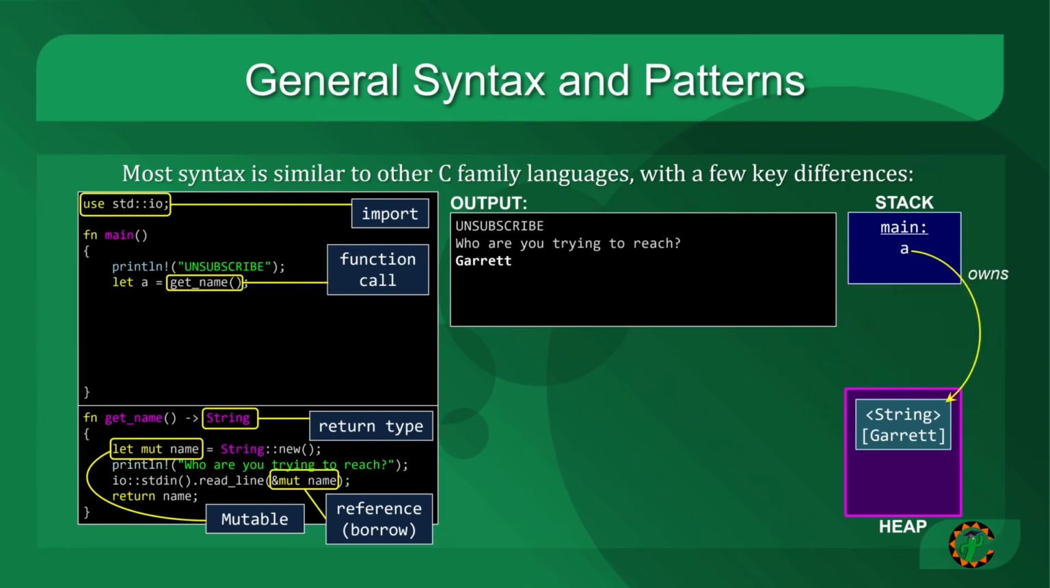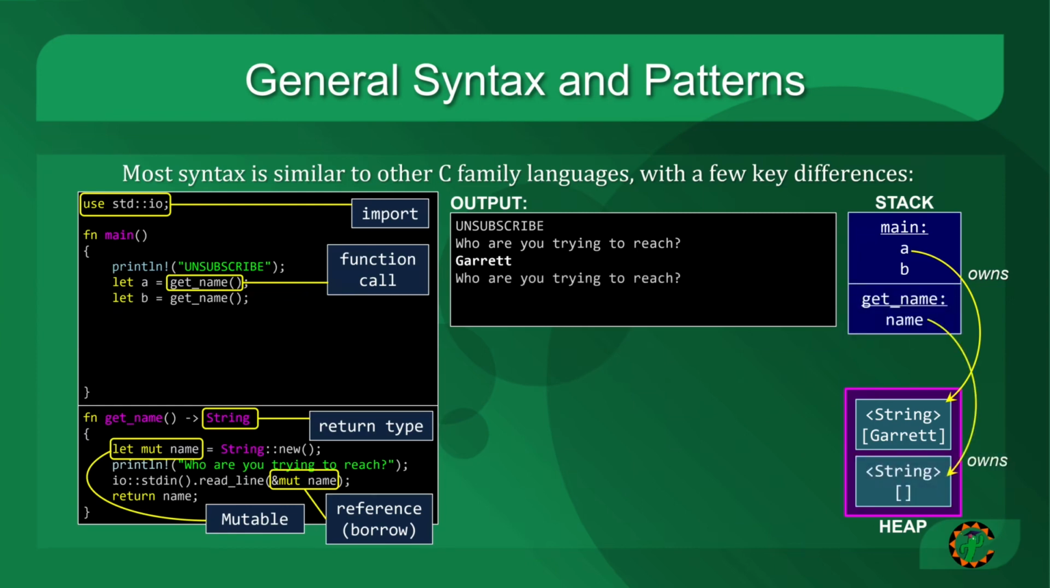The same process is repeated for B. GetName is called, creates a string object, it invokes readLine. The user enters characters, and those are written to the string object. GetName then returns the string, whose ownership is transferred to B.